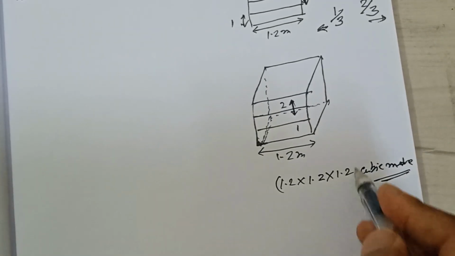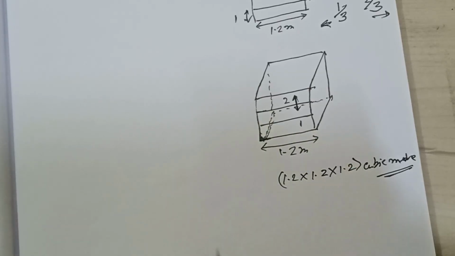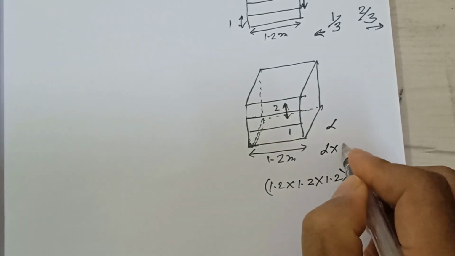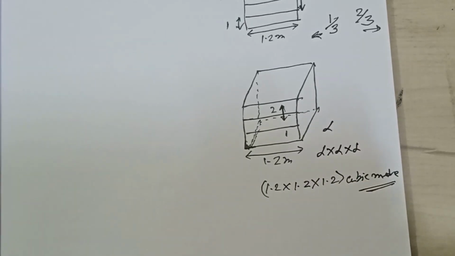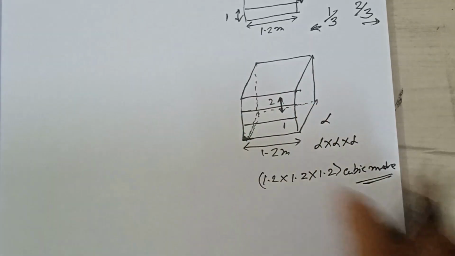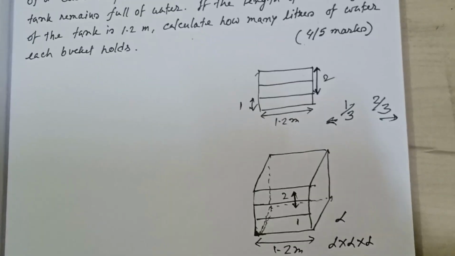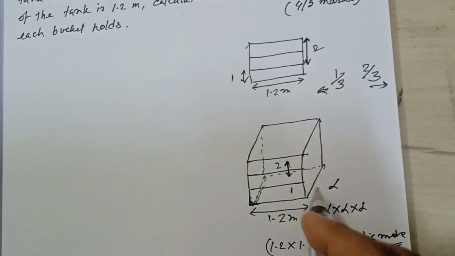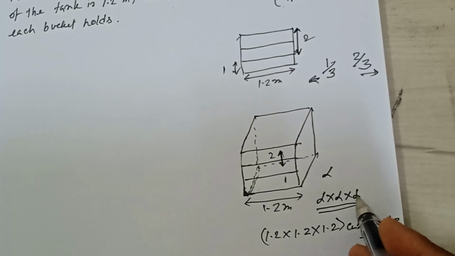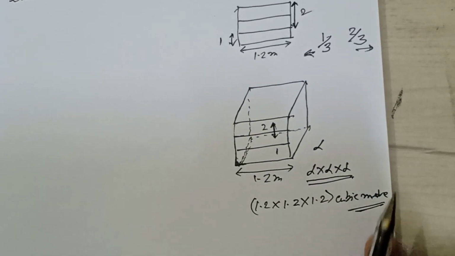Okay. Why 1.2, 1.2, 1.2? Because it is the length of one side. If you say the length is L, then the volume is L into L into L. Right? That is the formula for volume of a cube, sorry, it is a cube. It is not only a cuboid, it is a special case of cuboid, that is cube. So in a cube, all three sides are equal. So the formula for volume is L into L into L, or 1.2 into 1.2 into 1.2 cubic meter. That is how volume is given.